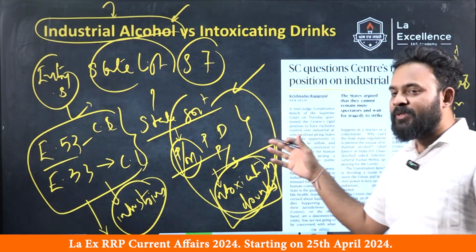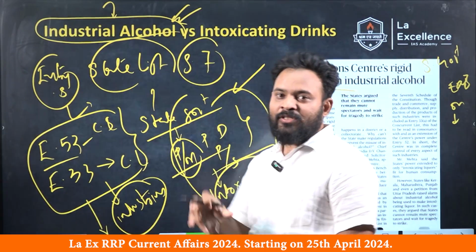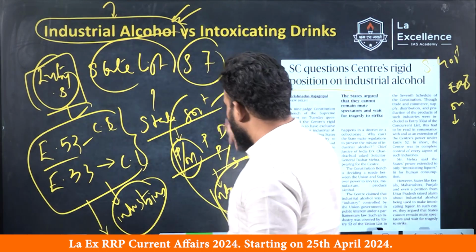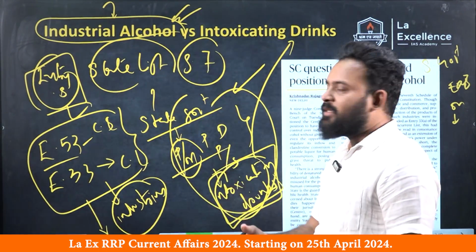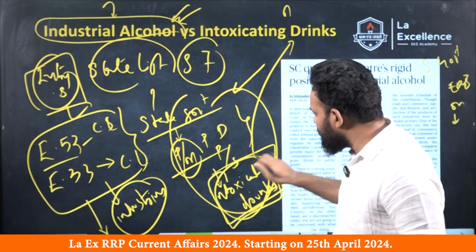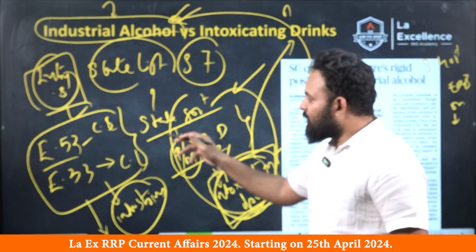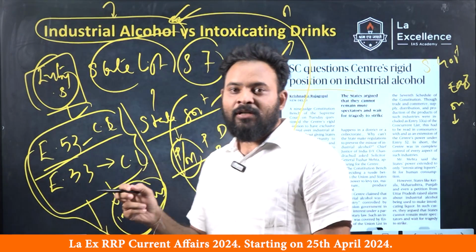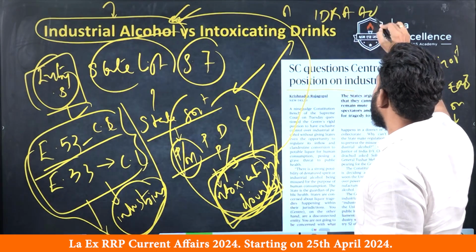Now the debate is between whether industrial alcohol comes under the central government or the state governments. State governments argue that this comes under entry 8 because it is an intoxicating drink. What is an intoxicating drink? Any drink which contains alcohol is an intoxicating drink. So their definition of intoxicating drinks includes industrial alcohol. But central government says that no, it doesn't, because there is an Industrial Development Regulation Act 1951.